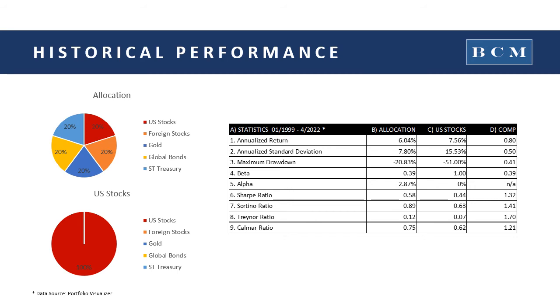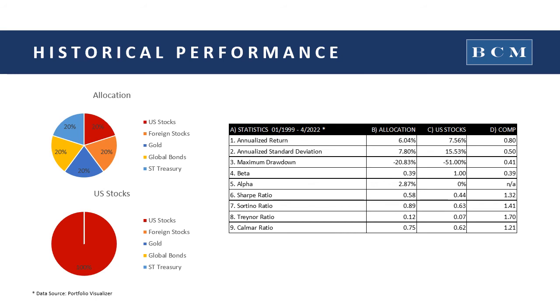Moving down to row 2, we see standard deviation. This is a measure of volatility. It is a quantitative representation of risk. The allocation portfolio had a standard deviation of 7.8%, and stocks had a standard deviation of 15.53%. So looking back again at column D, we can see that the allocation portfolio earned 80% of the return that stocks did, but it only had 50% of the risk.